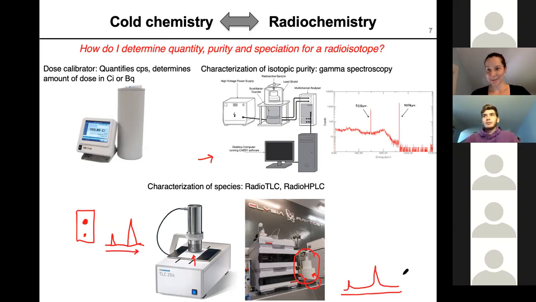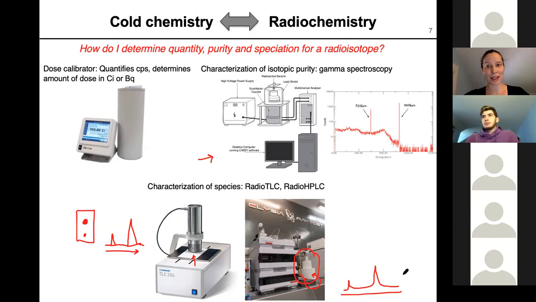I have a question though. Whenever we're doing TLC with nuclides or radionuclides, what are we separating or carrying them along the TLC plate by? Because in normal TLC, it's polarity or ion or charge. So it is the same.